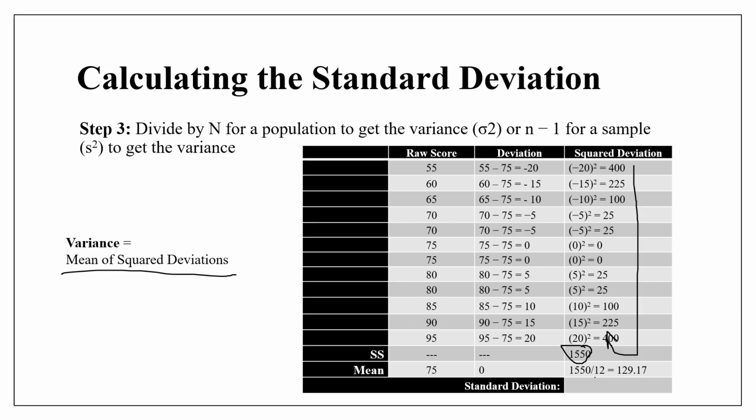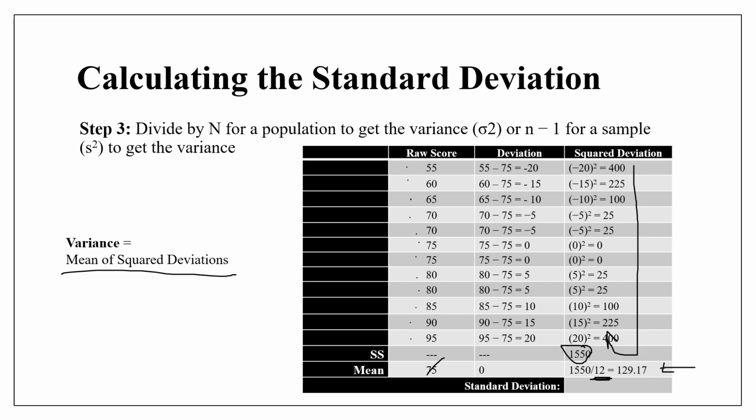And then you're going to divide by the total number of observations we have, which is 1, 2, 3, 4, 5, 6, 7, 8, 9, 10, 11, 12. Again, this is not an observation, that is the mean of that column. So we have 12 observations, and we get the mean of 129.17. This is, again, the variance or the mean of squared deviations. So that is the third step in calculating the standard deviation.